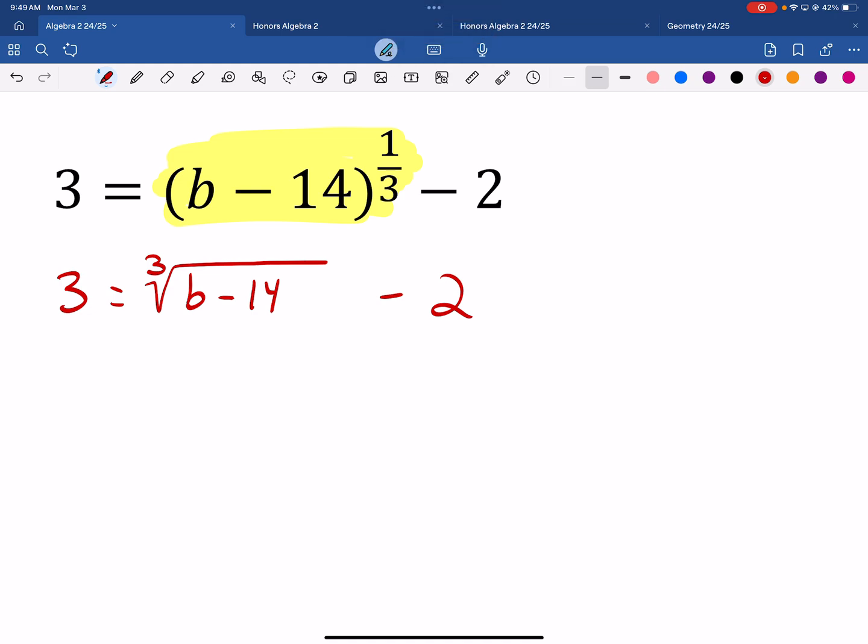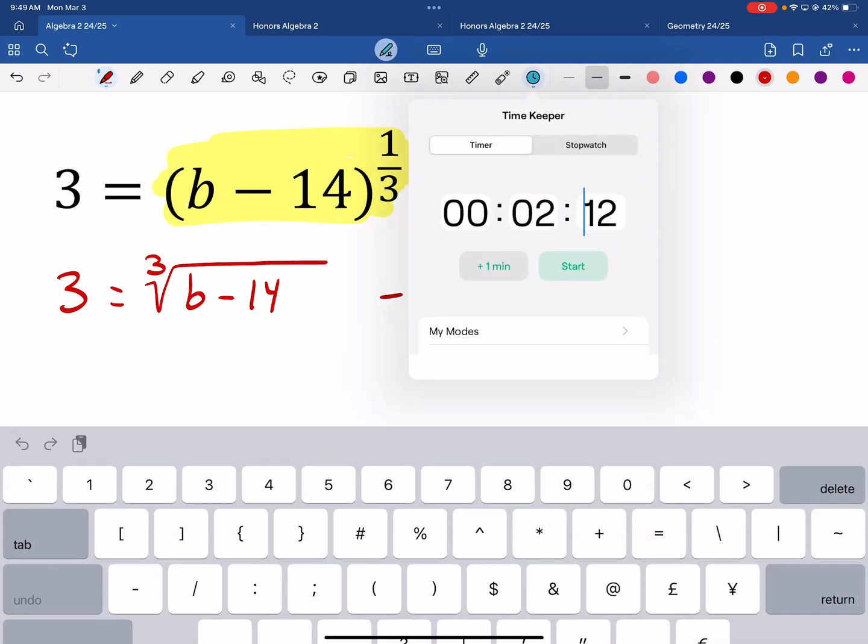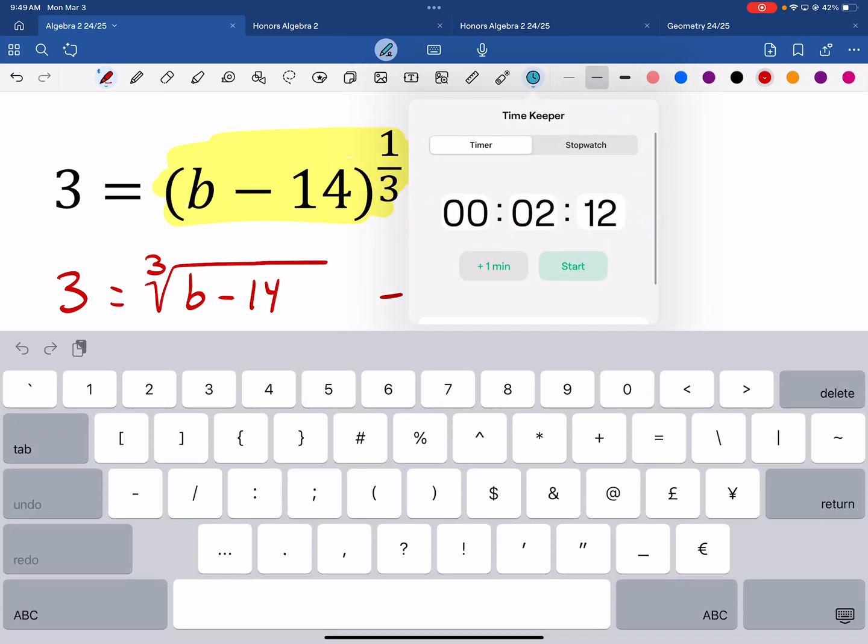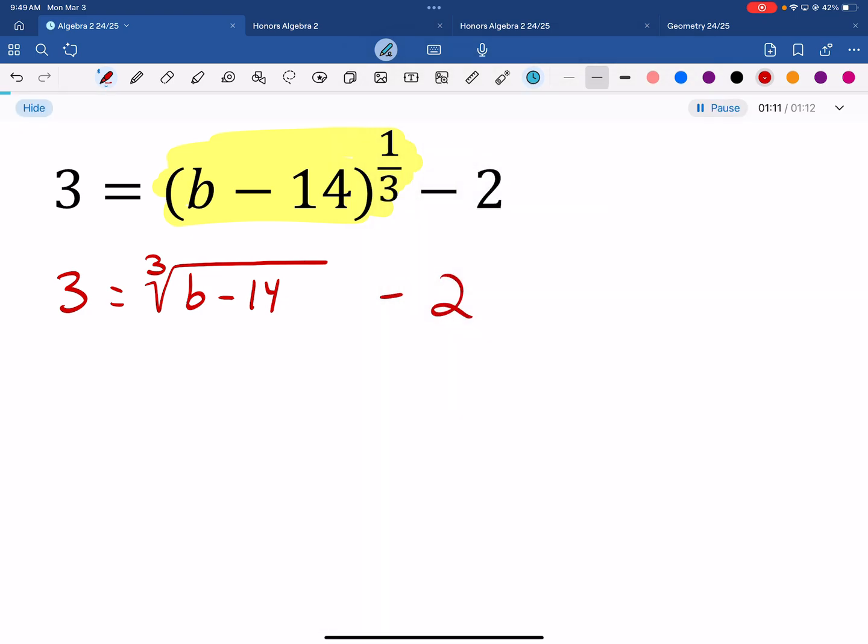Give you 2 minutes and 10 seconds. Nope. We're gonna move this down to 1 minute. 1 minute and 12 seconds. And I think we've got one more to look at, and we'll call it good.